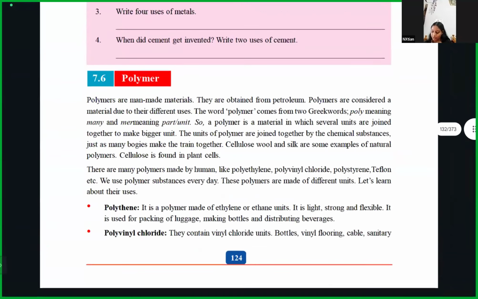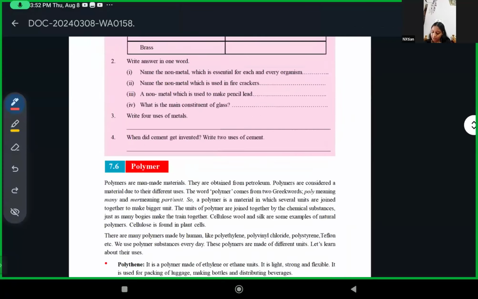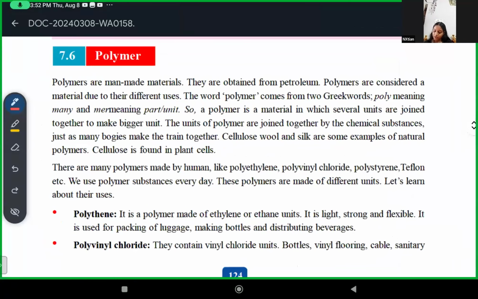Okay. Polymer, we were on this topic of polymer. This is a type of material, and it is obtained from petroleum. This is man-made, means they are made by humans. This is not natural. Ma'am, plastic is like the main polymer, right? Yes, plastic is a good example of polymer. Yes, we can say that.